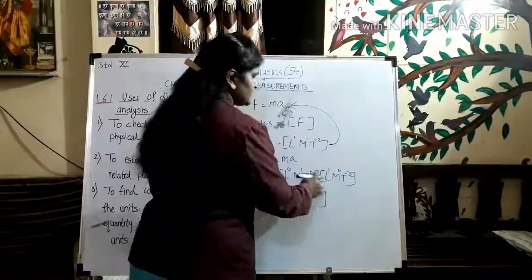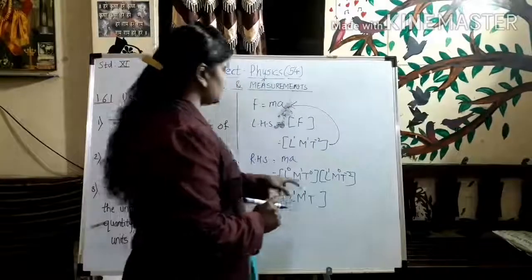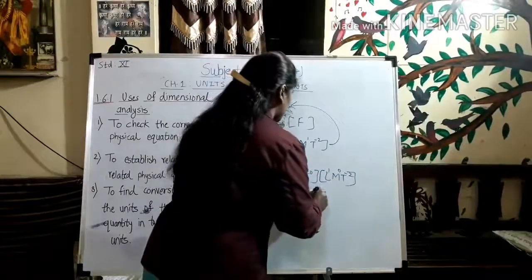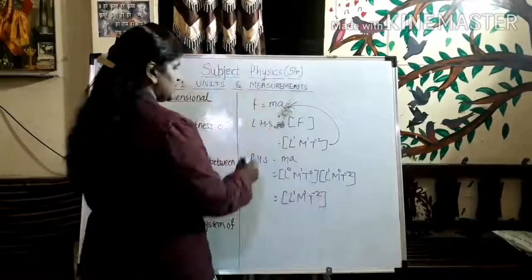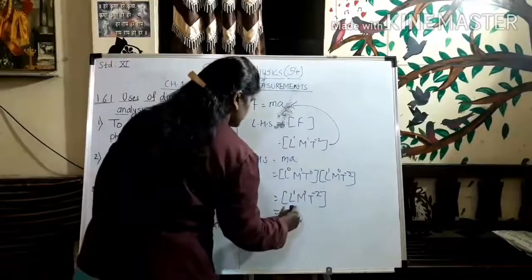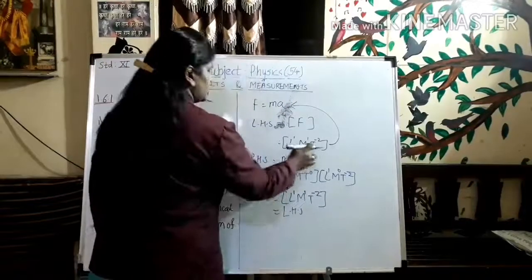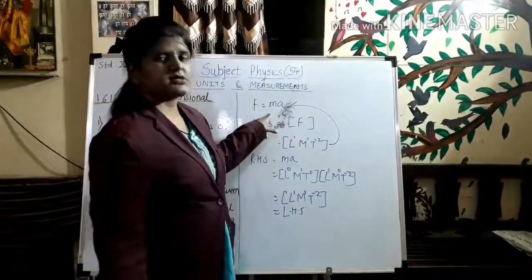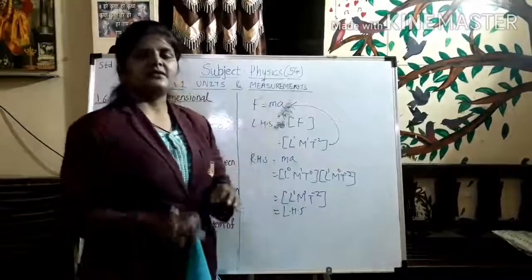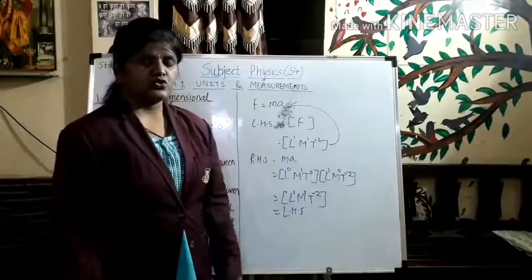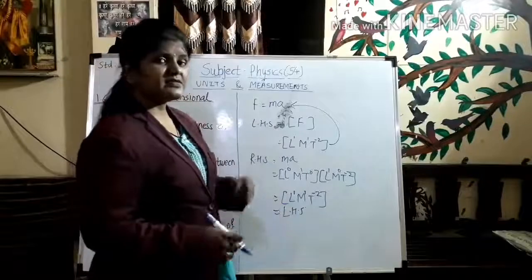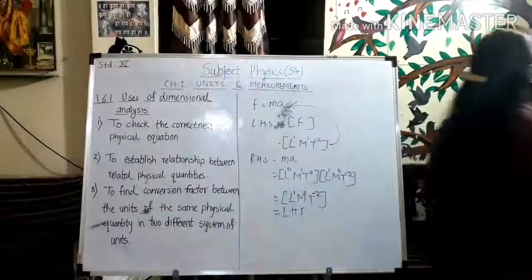T raised to 0 is there and T raised to minus 2 is there. So 0 plus minus 2 will be minus 2 itself. So as you can see, this is nothing but LHS, L1 M1 T minus 2. So this equation, which is F is equal to Ma, is dimensionally correct. So we will take another example. This is a very basic example. We will see another example, which is the kinematics equation.